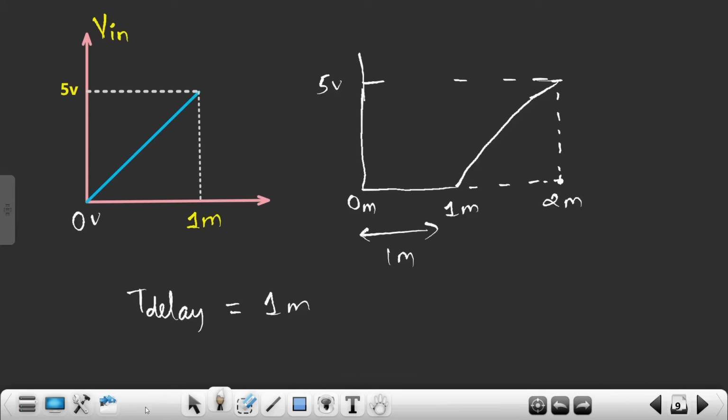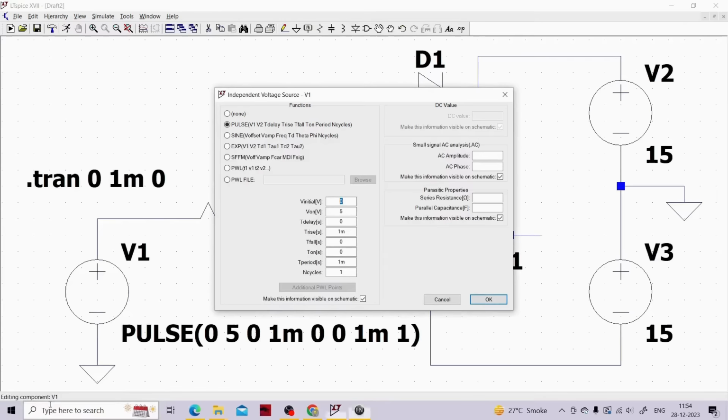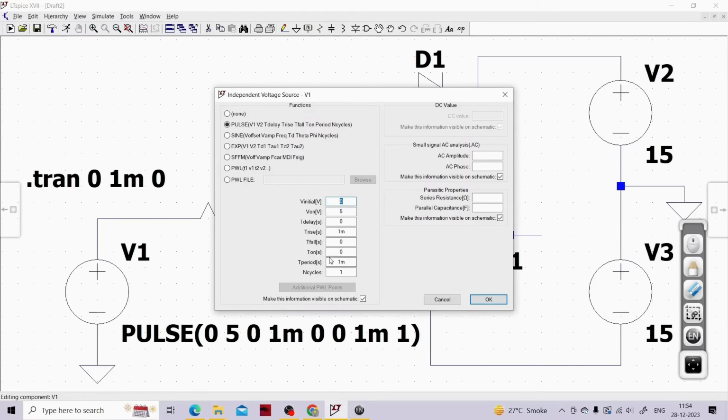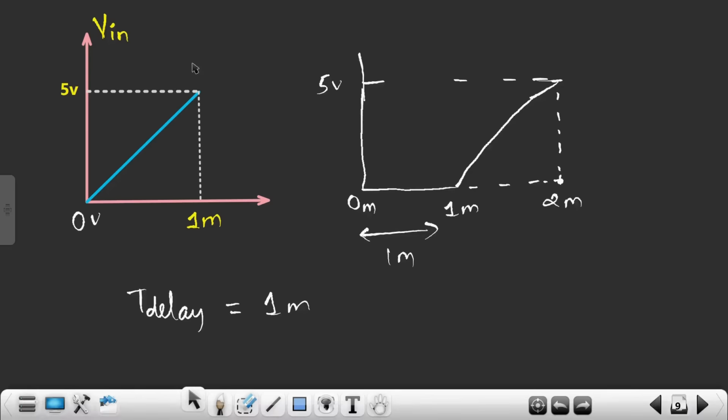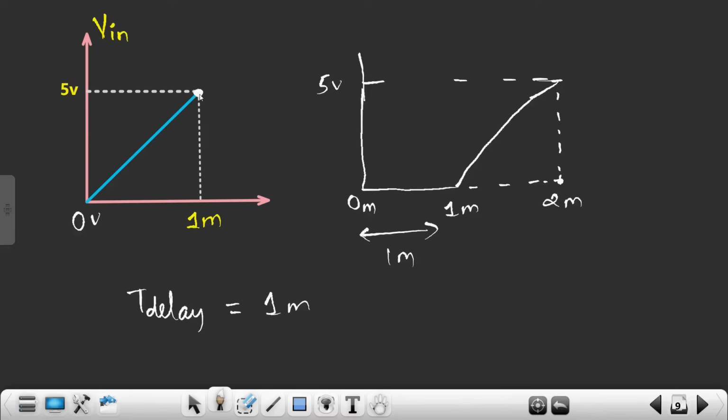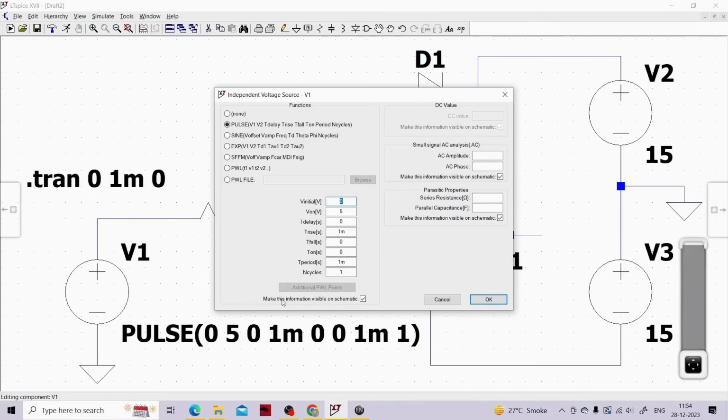But as of now I don't want any delay, so I just put in the value as 0. T rise time should obviously be 1 millisecond, so till 1 millisecond it should rise. And T fall should be 0. The moment it arrives at this particular point at 1 millisecond, that is 5 volts, it should fall very quickly, whereas the rise time is around 1 millisecond. Getting my point? Then there is T on time, that should also be 0 seconds. Obviously we don't want any on time.